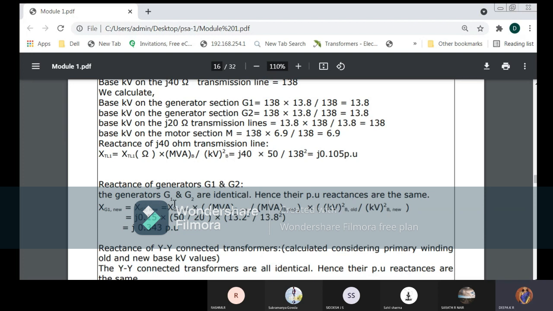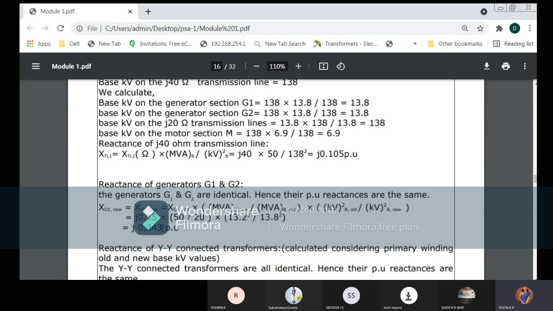So we'll substitute reactance 15%. 15% means how much? 0.15 into, what is the new base value? 50. What is the old base value of the generator in the question? That is 20. Into, just go through the question. They have given a kV value of generators 1 and 2, 13.2. That is the old value, 13.2. And in the problem, you have derived for G1 and G2, what is the new value? 13.8. Do the simplification.